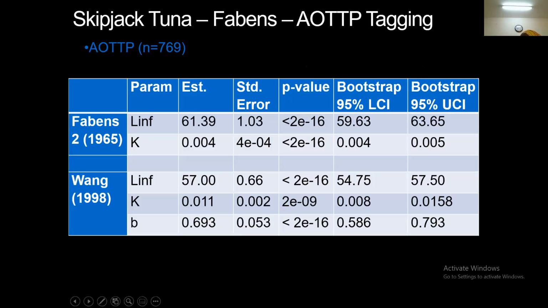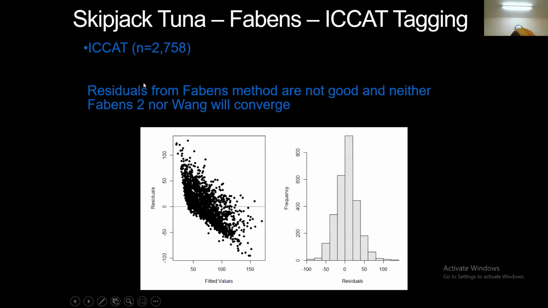So when we apply just the Fabens model to just the AOTTP tagging data, using the Fabens 2 method and FSA package in R, or Wang, these are the von Bertalanffy parameters that we get. Fitting the ICCAT data, only the Fabens model converged, but it looked horrible. These are the residuals. So as you can see, these are horrible residuals. So I'm not going to present the growth parameters from that.